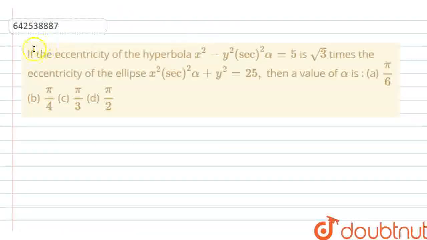Hello everyone, so the question is, if the eccentricity of the hyperbola x square minus y square secant square alpha is equal to 5 is root 3 times the eccentricity of the ellipse, which is x square secant square alpha plus y square is equal to 25, then we have to find the value of alpha. We have to calculate the answer and then take which of the following option is correct. We are given 4 options.